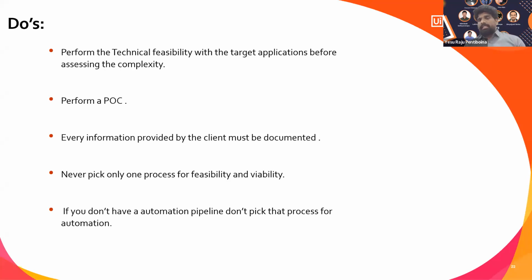It is also better not to pick only a single process for feasibility, viability and ROI related stuff. Why? Because if you have a pipeline, it is better to pick from that. If you take one process, and in the middle, because of some other reasons, that process gets put on hold, whatever you have done till now will be wasted, and the cost also. So don't pick a single process, go for the process which has a pipeline.